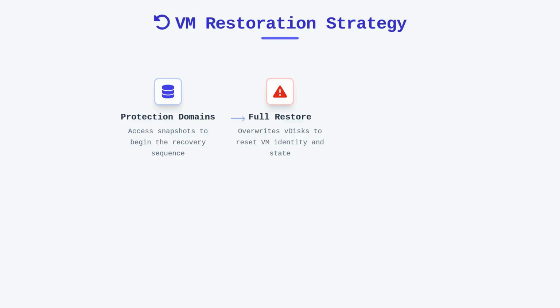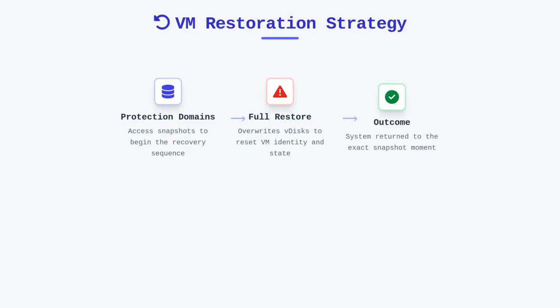When we approach the task of restoring a virtual machine, the first logical step involves interacting with the snapshots captured by your protection domains. If a virtual machine sustains data corruption or a catastrophic guest OS failure, you have the option to perform a full restore, which overwrites the current vDisks with the data from a chosen snapshot. This is a disruptive process because it effectively resets the identity and state of the VM back to the exact moment that the snapshot was created.